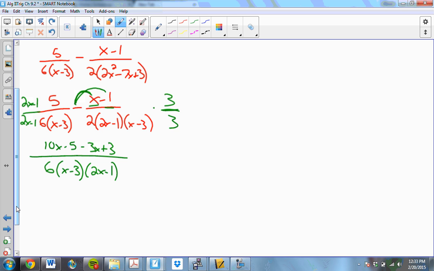Keep simplifying. 10x minus 3x is 7x. Negative 5 plus 3 is negative 2. And I'm simplified, x cannot be 1/2, and x cannot be 3.